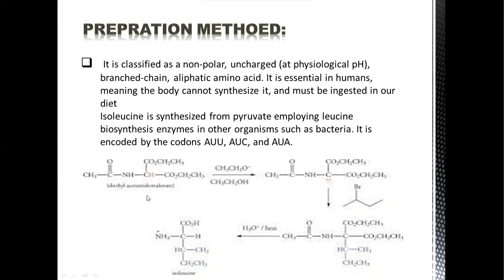The reaction starts with the pyruvate molecule. This is a pyruvate molecule. Applying the enzyme, leucine biosynthesis enzyme, it is converted into that organic compound. This organic compound is then converted into leucine. On isomerization of leucine, it is converted into isoleucine, and this is the final product of this reaction. Next are some properties of isoleucine.